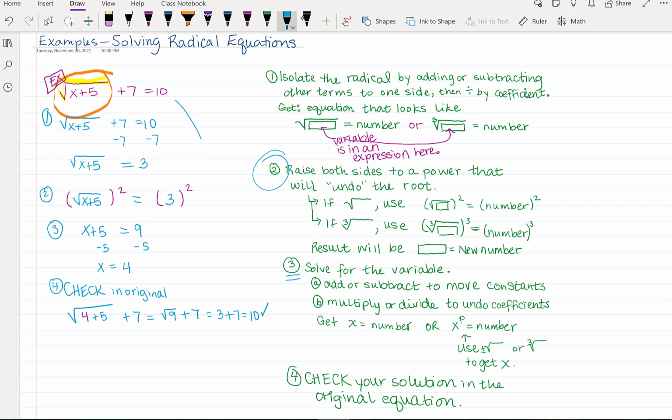If I go back and look, I verified my solution. So I can really say that the solution to this problem is x equals 4.